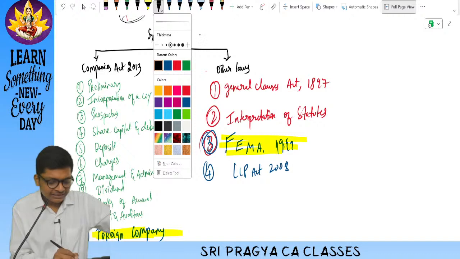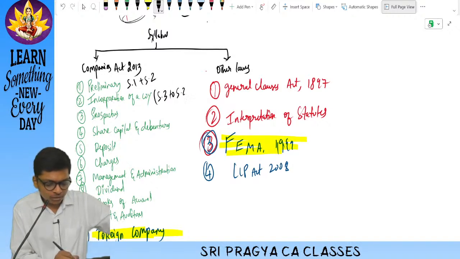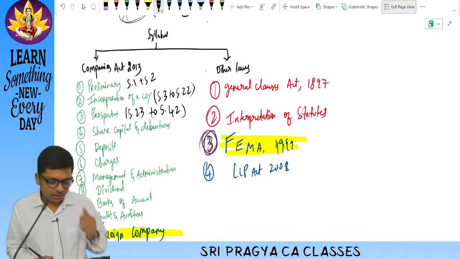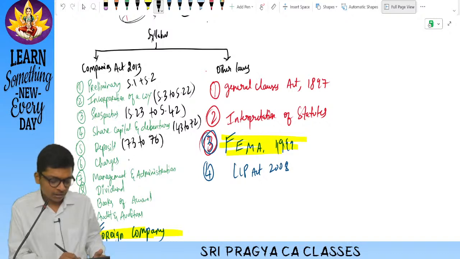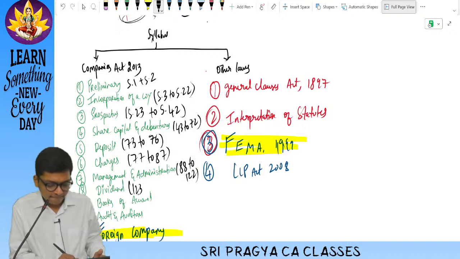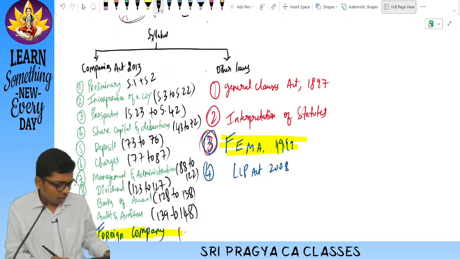What is the section number range that we have? Preliminary is basically section 1 plus section 2. Incorporation of a company is section 3 to section 22. Prospectus is section 23 to section 42. I'm just giving the range, guys. You can make a note on the side in brackets. Share Capital is 43 to 72. Deposits is 73 to 76. Charges 77 to 87. Management 88 to 122. Dividend 123 to 127. Books 128 to 138. Audit and Auditors 139 to 148. Foreign Company 379 to 393.